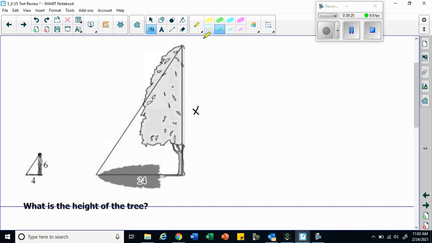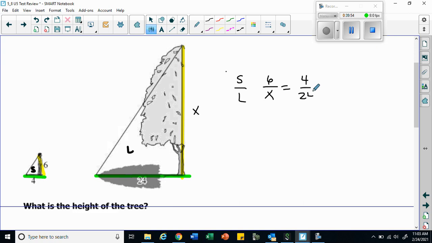So I'm going to match what I know. My height goes with my height. And the bottoms go with the bottoms. This is my small. This is my large. I'm going to put my small on top of my large. So my small, I'm going to do height with height. So 6 over x, and then bottom with bottom equals 4 over 24.